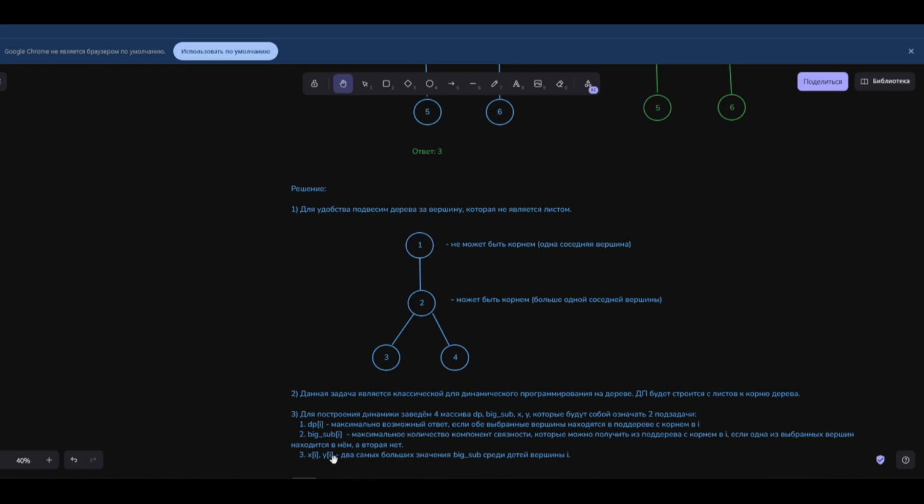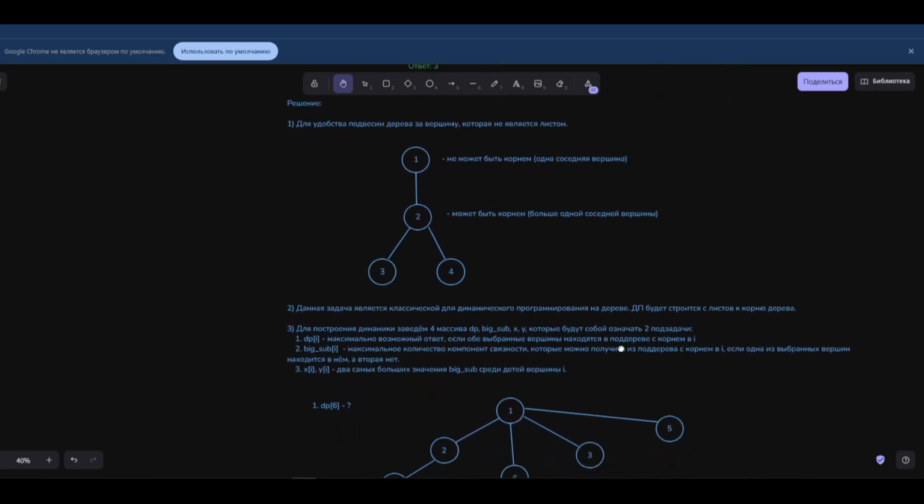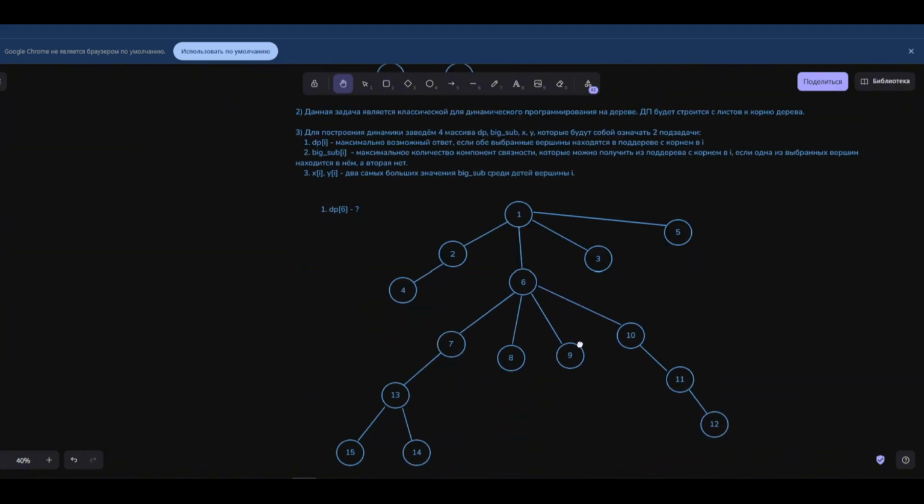Both X and Y are the two largest big sub values among the children. We will need them to calculate the recurrence, meaning we will store the two largest big sub values among the children for each vertex. Let's choose our A and B. It will be shorter to store it here, possibly in a way that could be considered for the subtree in this context. Let's consider how this will actually happen.